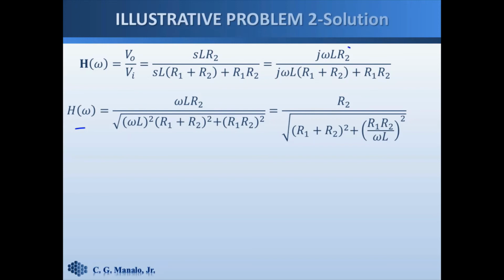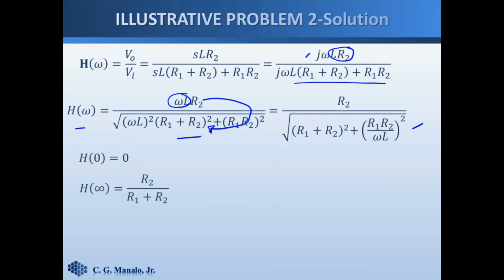So the magnitude of this at the numerator is simply this, while the magnitude of this can be determined using the Pythagorean expression. So it will give us this, and simplifying. Okay, so we bring this omega L in the denominator. That will give us an expression that is like this.